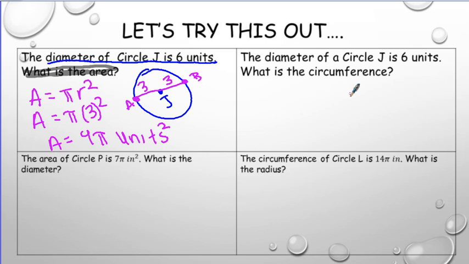Alright, so now it says the diameter of circle J is 6. What is the circumference? So I'm going to highlight what it's asking me to solve for so I can make sure I gather my thoughts together. They're asking me to find the circumference here.